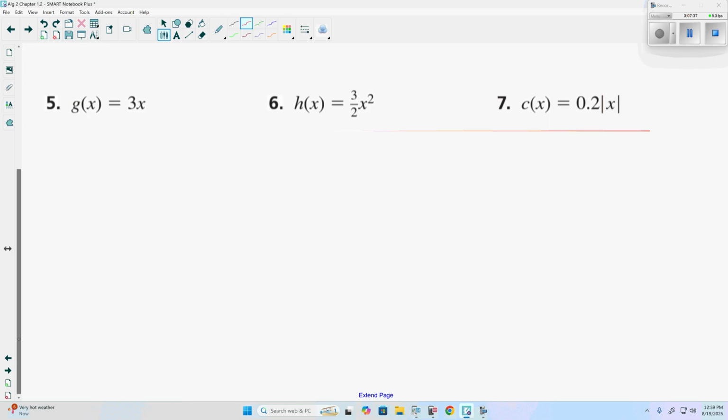Let's look at number 5. G of x equals 3x. This would be a part of which family? Linear. Because we're looking at the x. Because the x is to the first power, it is a linear function. And realistically, we call the 3x a linear term. Because the x is to the first power, it is linear. It's not there, but if we had plus 3, 3 is our constant term. Constant function, constant term.